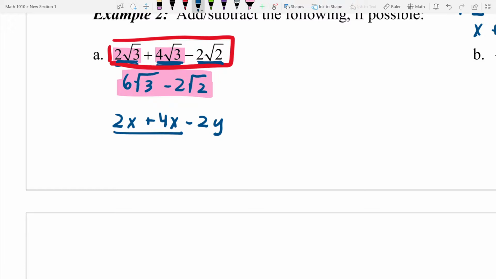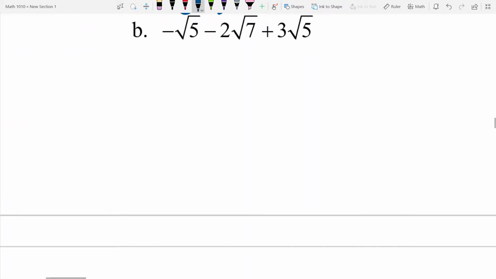It wasn't an x, it was a square root of 3. This is a negative 2 times y. It wasn't y, it's really square root of 2. But it works the same as something you already know how to do. Who says I understand that? Let me see. Yay. Okay, look right here.